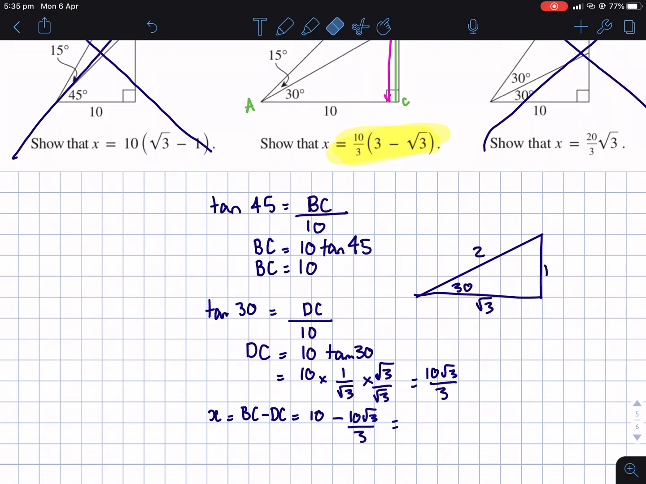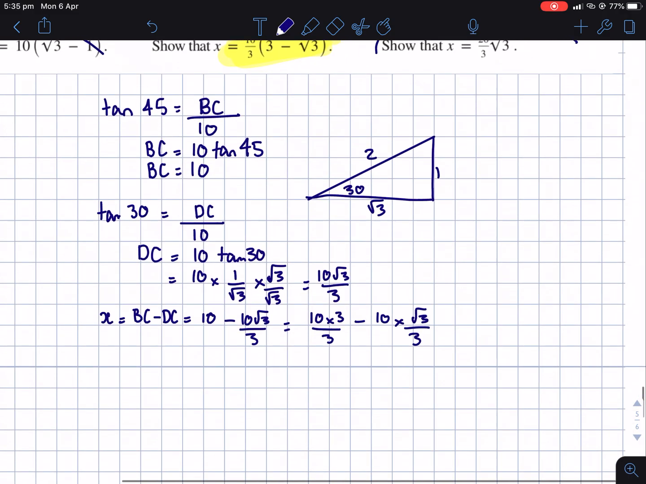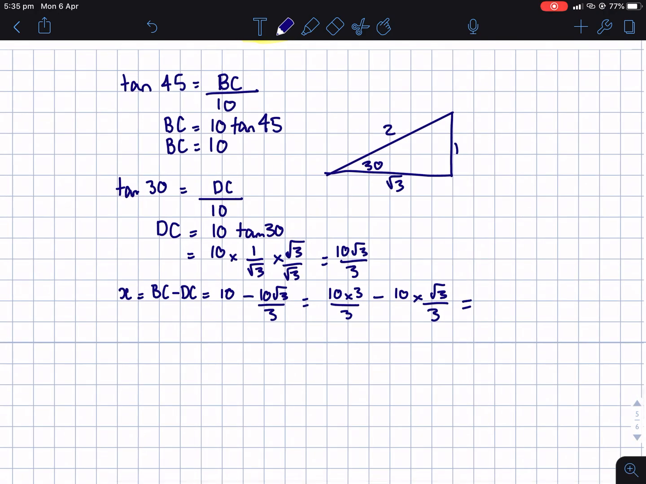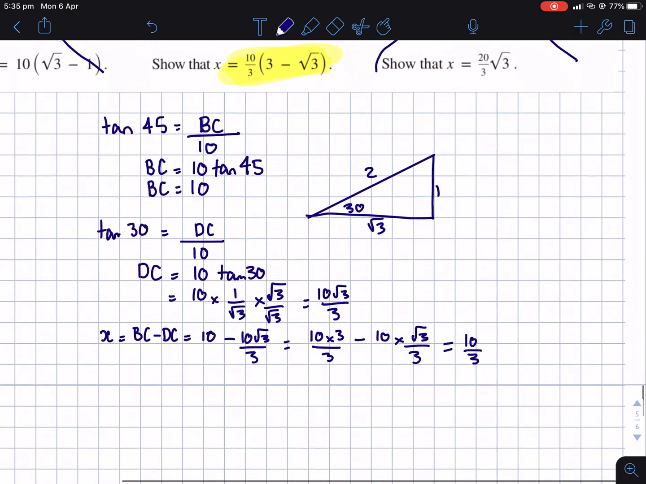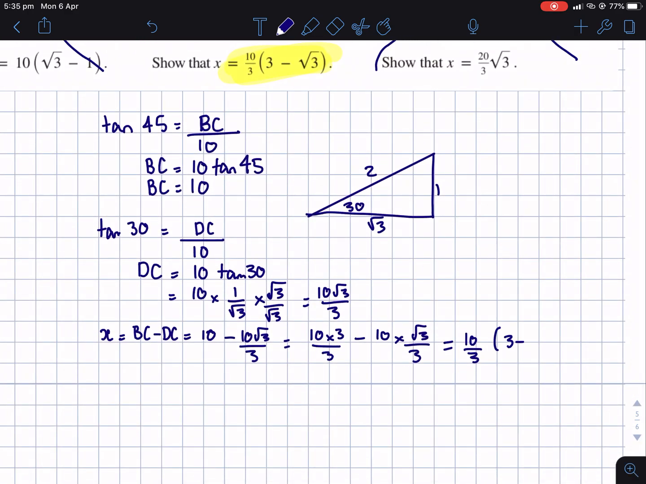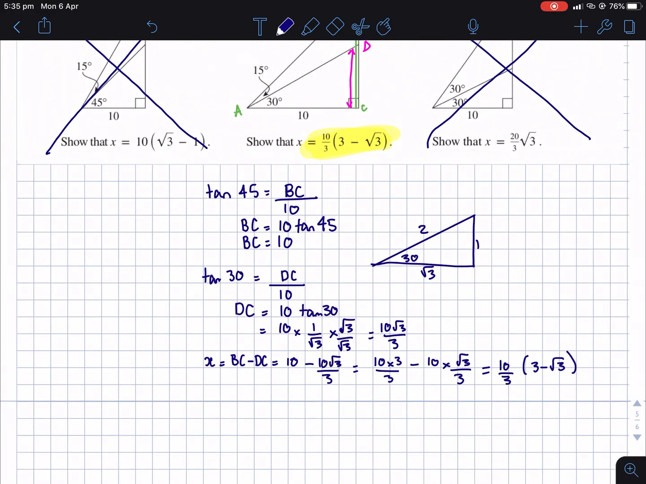Yeah, okay. Take 10 times root 3 over 3, which means I can take the 10 out the front and the over 3, which is what they seem to have done. I end up with 3 minus root 3. So a lot of that, I knew the answer and I knew what I was aiming for. That's how you do it.